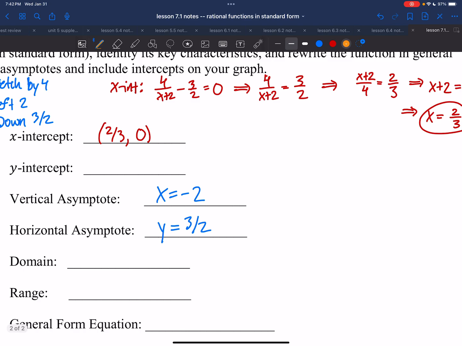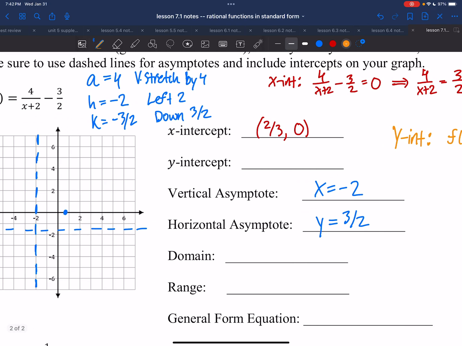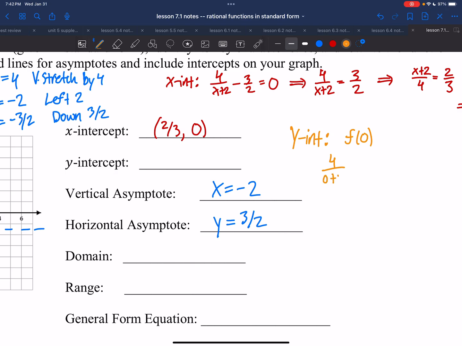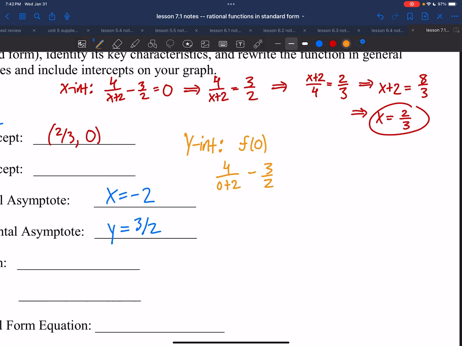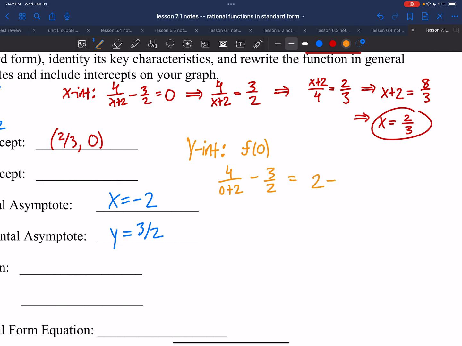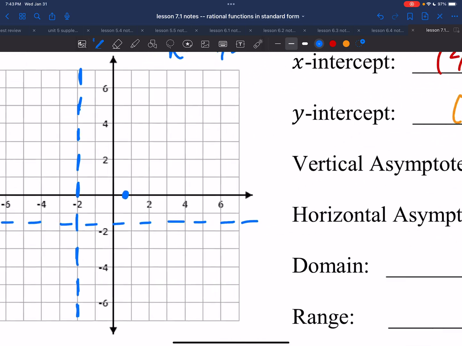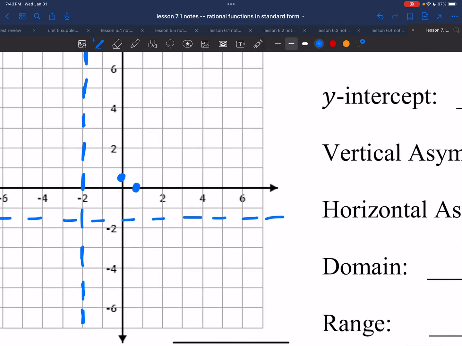Let's do this in yellow now, y-intercept. My favorite one to find, I just look at f of 0. And so my function is 4 over 0 plus 2 minus 3/2. So that's just 4 over 2 is 2 minus 3 over 2. That's 2 minus 1.5, which is 0.5 or 1/2. So the y-intercept is at 0 comma 1/2. Let me stay consistent and write it like that, because why not? Alrighty. And so I'll come over here, 0 comma 1/2, about right there.